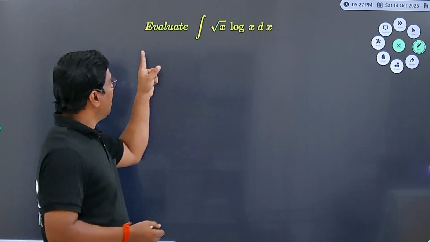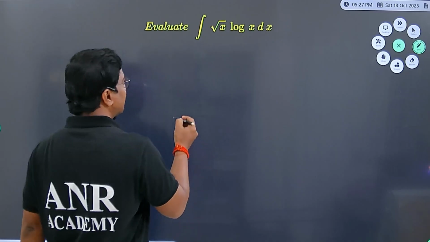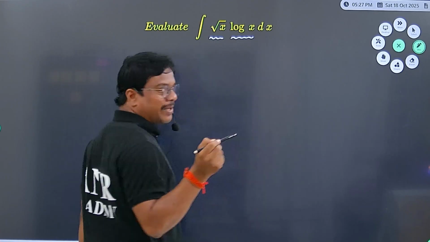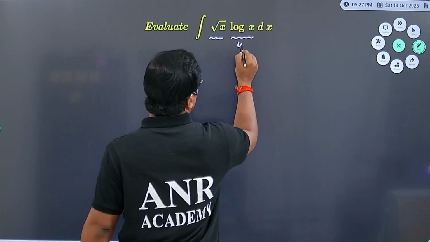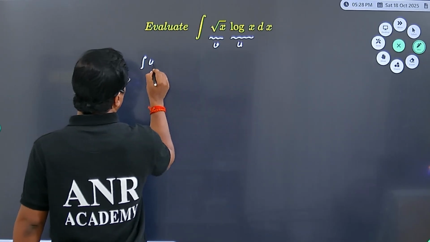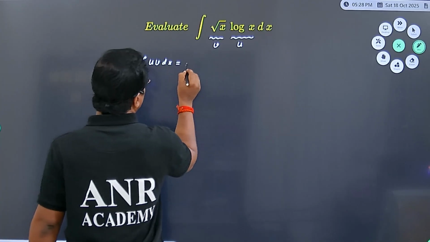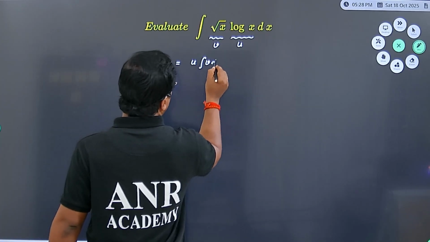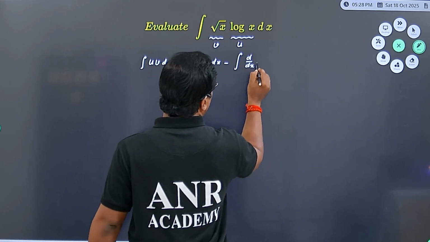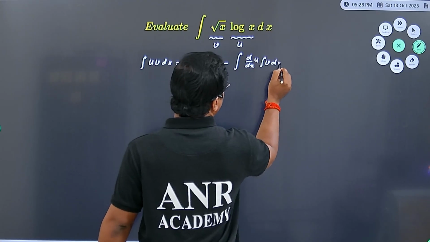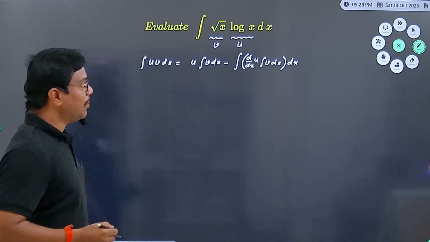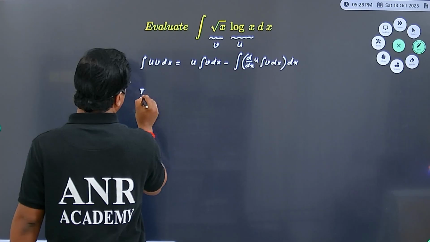Next question, evaluate integral of root x into log x dx. Here using ILATE, first priority for logarithm. So this is u and this is v. We know that integral uv dx is u integral v dx minus integral d by dx of u integral v dx, whole dx it is. Using this uv rule, now I am going to evaluate this integral.